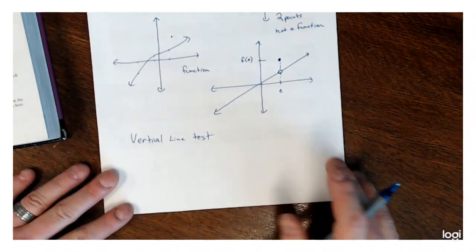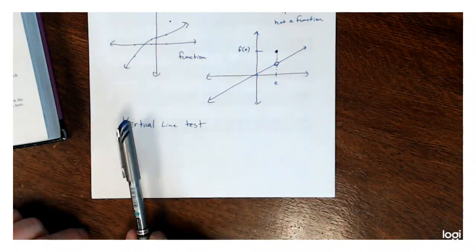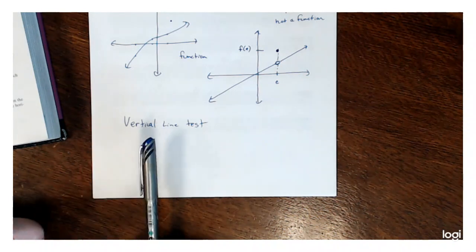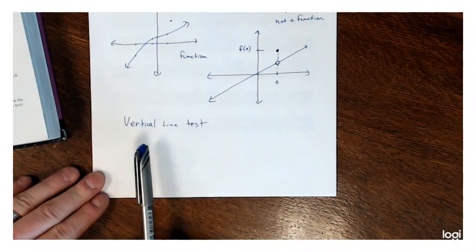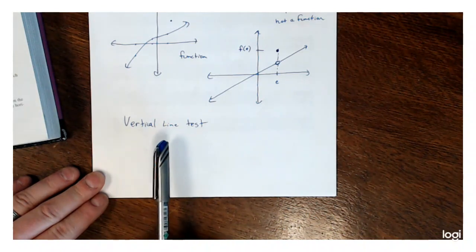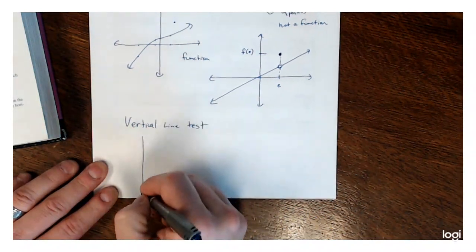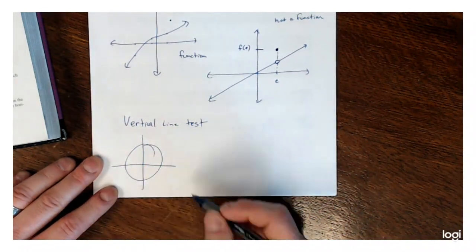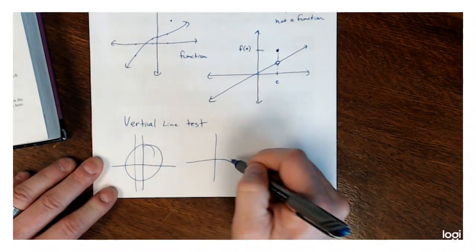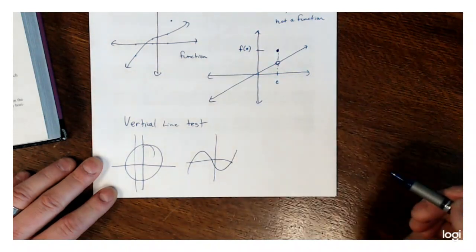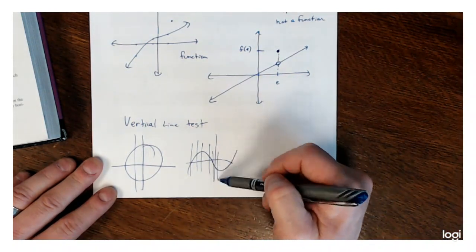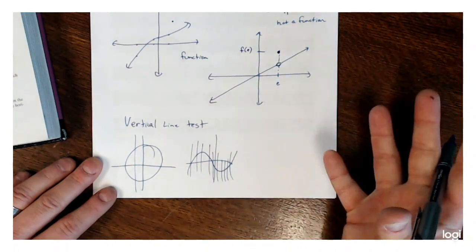And the vertical line test is just a way of taking a vertical line and you drag it across your graph. And if that vertical line crosses your function at 2 or more points, then it's not a function. So if I drew something like this, we know immediately not a function. If I drew something like this, this is a function because for every vertical line, it only crosses the graph at one point.